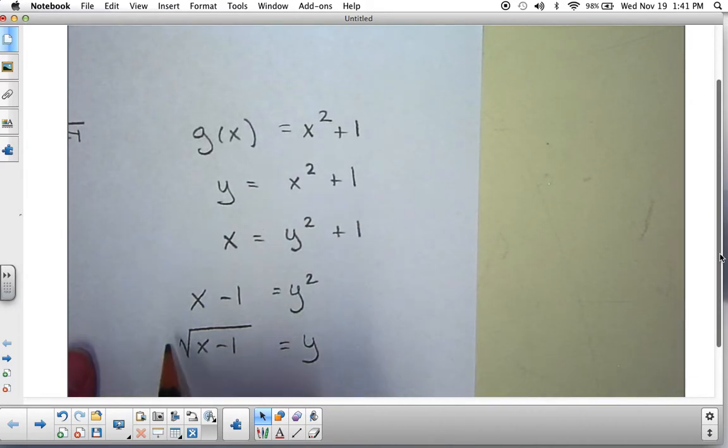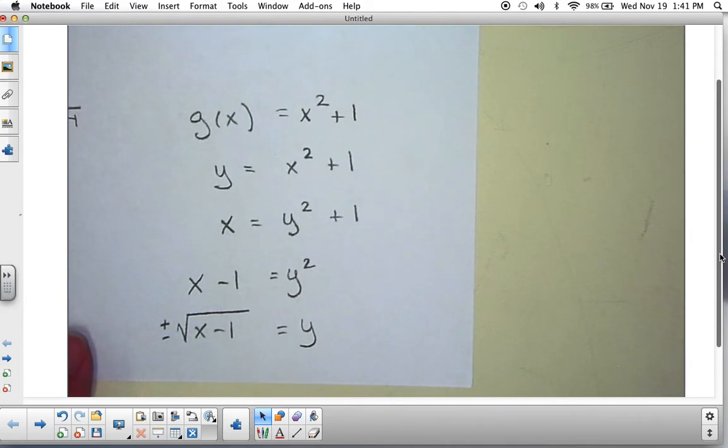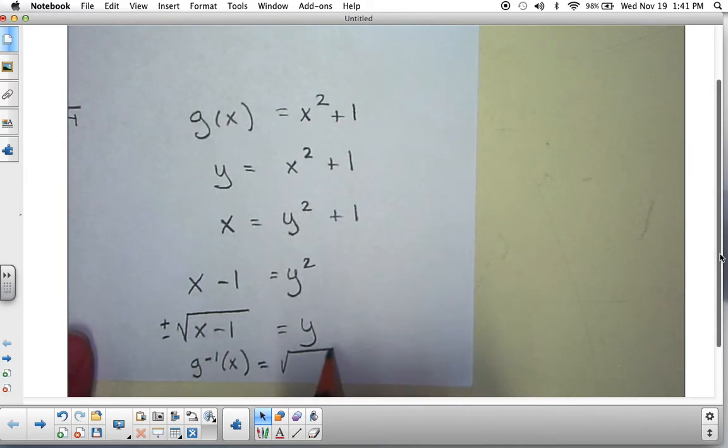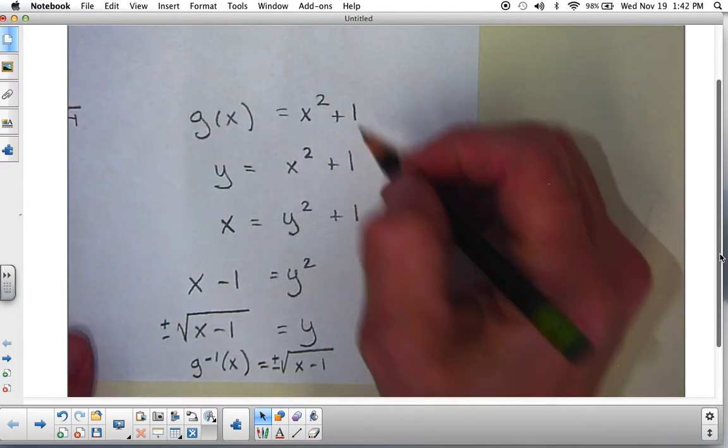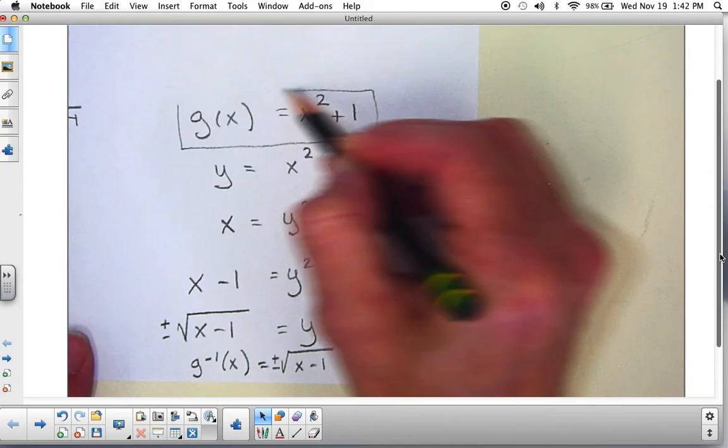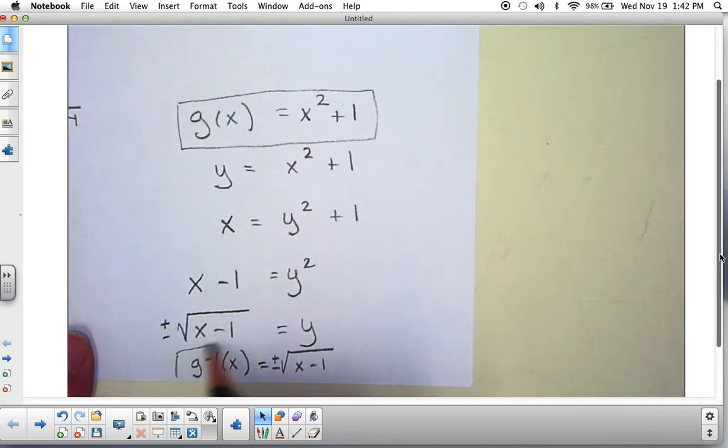Remember that in front of it we need that good old little plus minus because we learned that in the last unit. We have to do that when we square root. And then just one more step. Instead of y, we're going to replace that with g inverse. So if this is my original equation, this new one right here is my inverse.